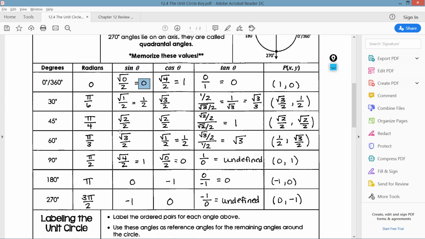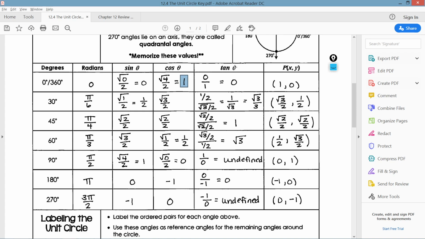Don't even worry about the over 2. Don't forget about that. It's not useful. What matters is that sine of theta is 0, because there's no height component. Everything is the length. Everything's in the x component, which is why cosine of theta is 1.